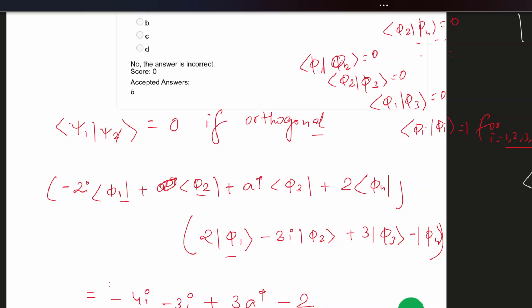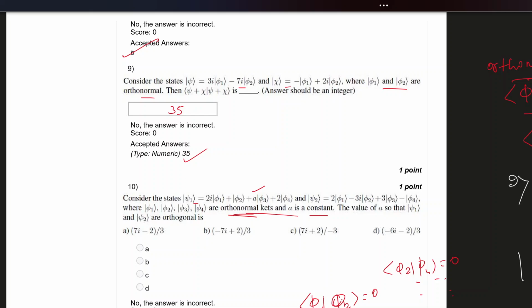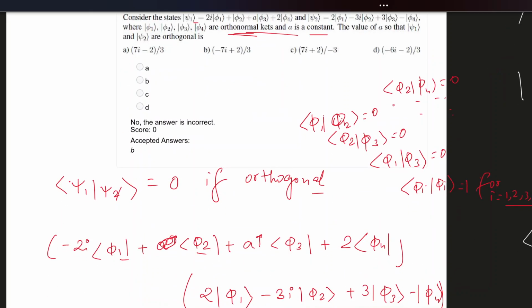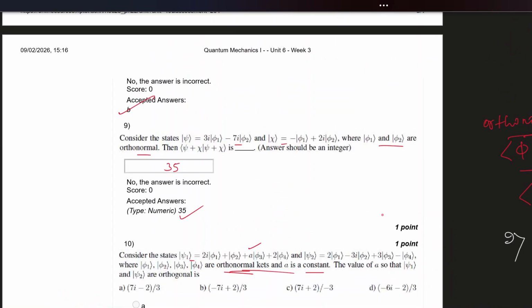To be orthogonal, this is equal to 0. A star equal to 2 plus 7i by 3. So the correct answer is, sorry, there is a sign mistake. This is not plus 7i, this is minus 7i you got. So 2 minus 7i by 3 is our correct answer, which is B. So thus we have solved all the questions correctly. These 10 questions are for this week's assignment.